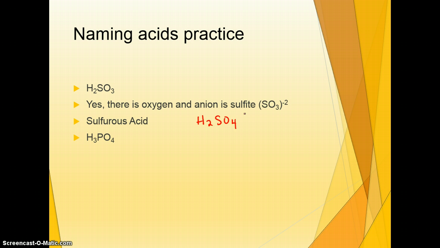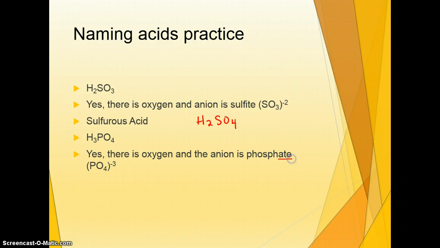If we have H3PO4, yes, we have oxygen, and my anion is the phosphate ion. I notice my ending, it's ATE. So I'm going to take the root, which is the phos part, and I'm going to call this phosphoric acid. That's how we name our three different types of acids.